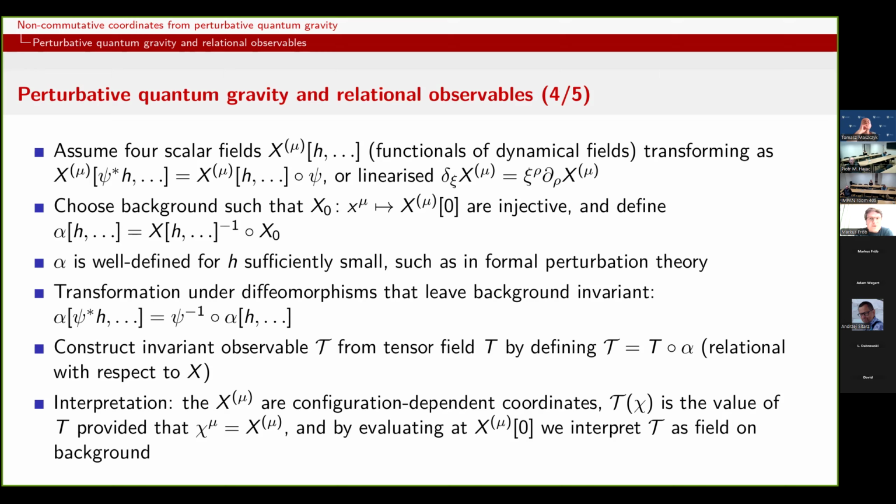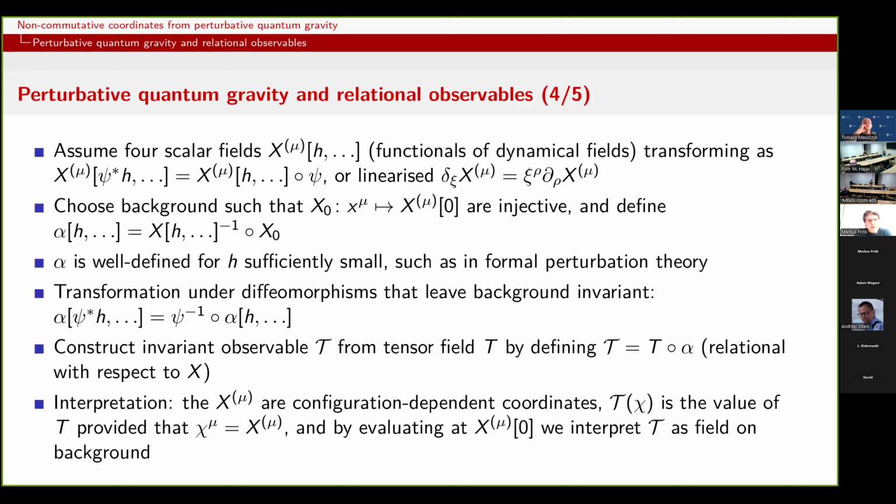If one does formal perturbation theory, as we do here, then this alpha is well defined, and it's well defined in general if h is sufficiently small, because for h equals 0 it would just be the identity. Now, in perturbation theory we look at small diffeomorphisms, ones that leave the background invariant. Under these diffeomorphisms, it's quite easy to see that alpha transforms in the way I've written, just with the inverse of whatever your map psi is.